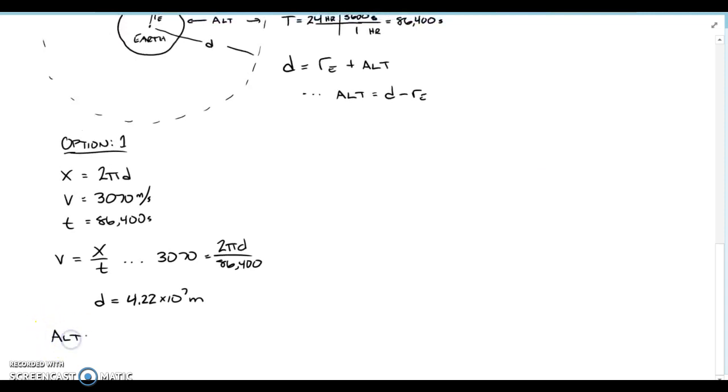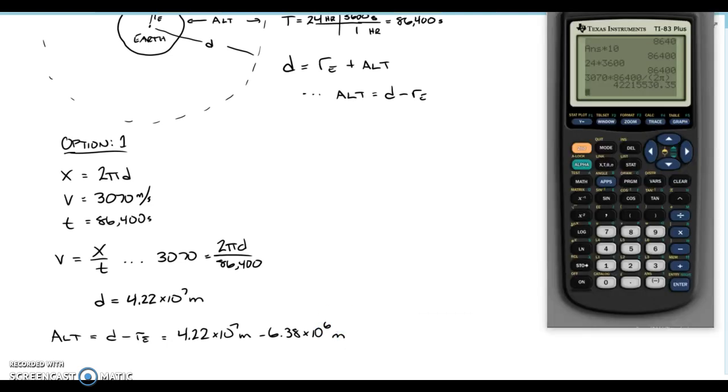Altitude would be the distance minus the radius of the Earth, which would be 4.22 times 10 to the 7 meters minus 6.38 times 10 to the 6 meters. So on my calculator, I've already got this value in there. I don't want to retype it. So if I just put minus, it'll take that previous answer. And I'm going to subtract the radius of the Earth.